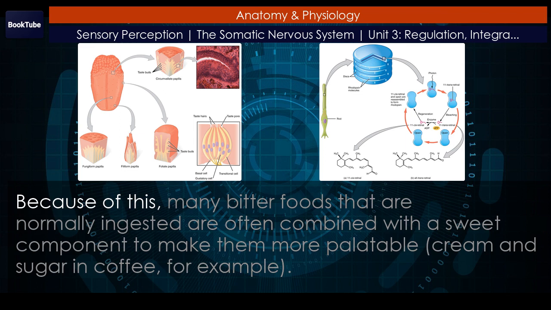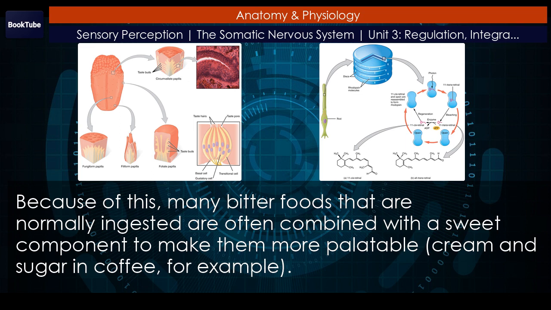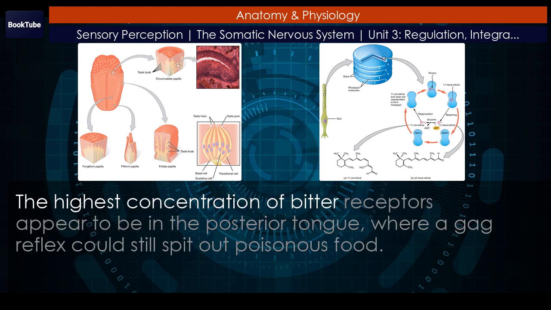Because of this, many bitter foods that are normally ingested are often combined with a sweet component to make them more palatable, cream and sugar in coffee, for example. The highest concentration of bitter receptors appear to be in the posterior tongue, where a gag reflex could still spit out poisonous food.